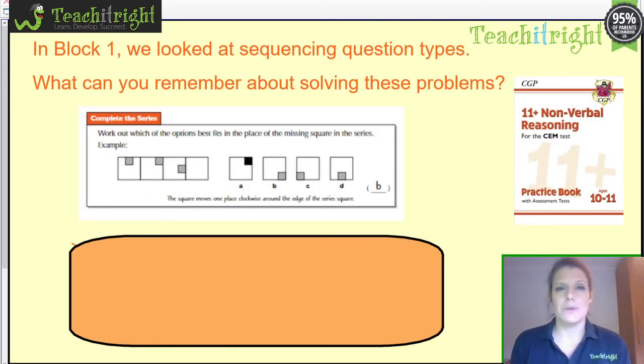So we did look at sequencing question types in Block 1, and I want you to have a little think and perhaps write down in your jotters for a moment anything that you can remember about solving these kinds of problems. So there's an example here. You've got 3 squares and a blank square at the end, and you've got to work out which of these options given fits best in place of the missing square. And in this example, the answer is B, because the square moves one place clockwise around the edge of the series square.